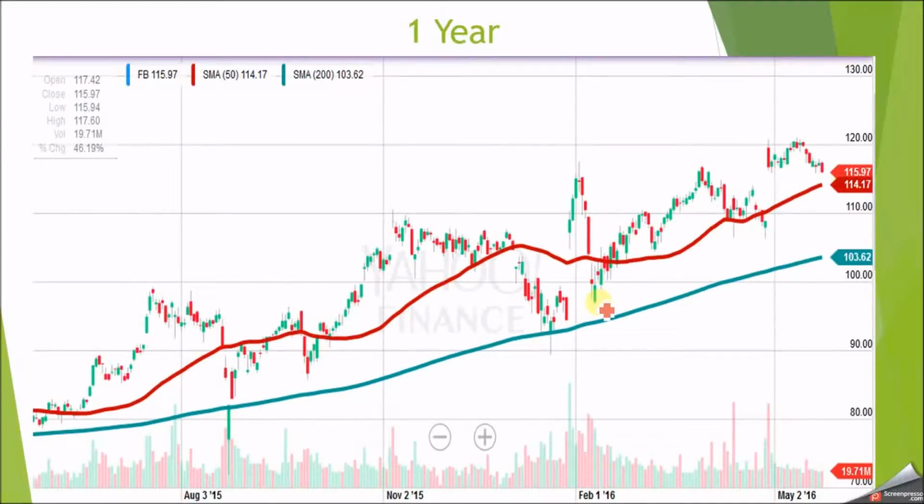But then we get another good looking run here, where it bounces off of the 50-day several times and continues to go higher. Probably the most bullish segment of this 1-year chart that we're looking at right now.